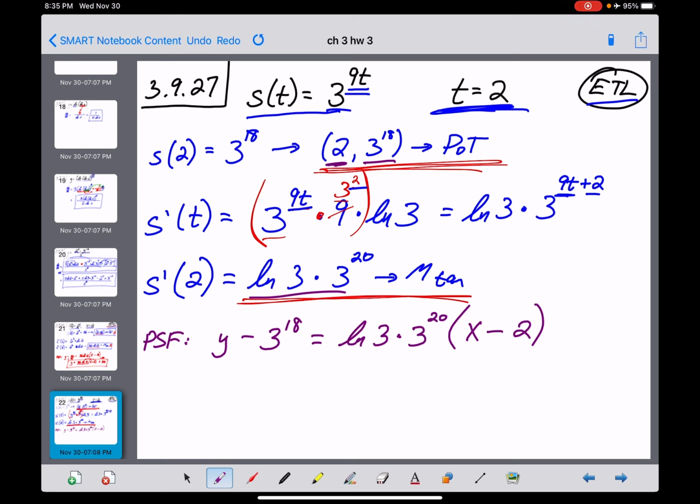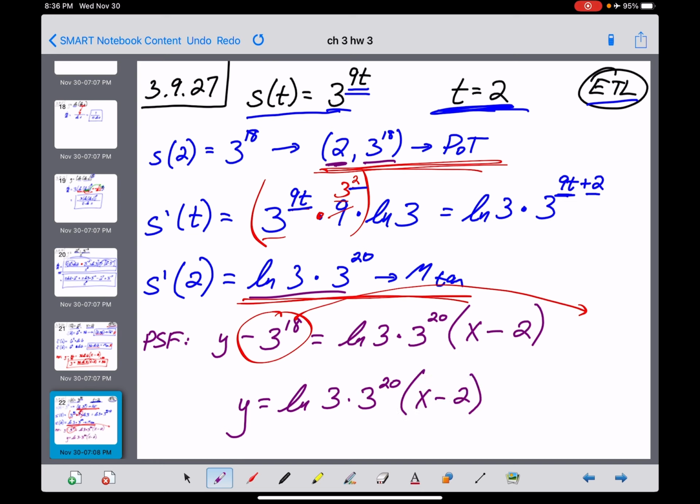So there's the equation in point slope form, and what the book tends to do with problems like this, where the slope is so god-awful ugly that distributing it would still make an absolute mess, is give up on that and say, okay, we're just going to take this constant here and bring it to the end. So what I'll bet they have in the solutions manual is this. Y equals the natural log of 3 times 3 to the 20th multiplied by the binomial quantity x minus 2, and then just a plus 3 to the 18th at the end of all that.